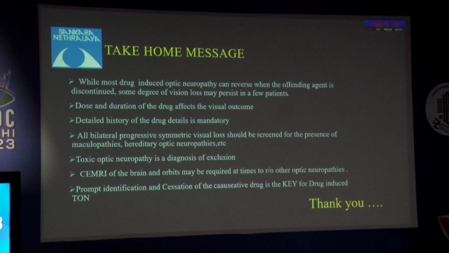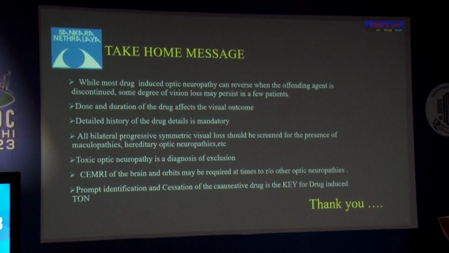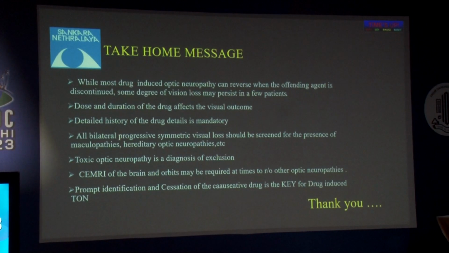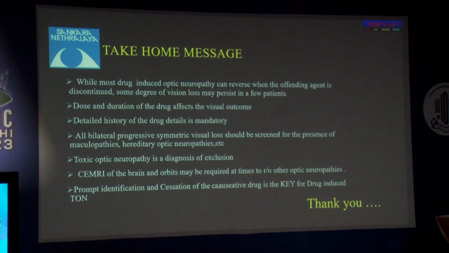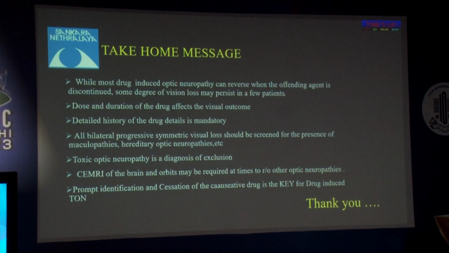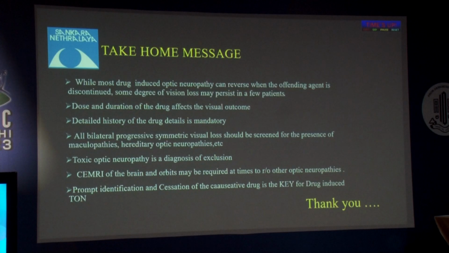While most of the drug-induced optic neuropathies can reverse when the offending agent is discontinued, there could be some amount of visual loss which persists, and a detailed drug history is very important. Remember to note down the dose and the duration, and always consider a bilateral progressive symmetric vision loss. You have to consider drug toxicity in the differentials, get the history out of the patient, and a contrast enhanced MRI may be required at times to rule out other causes. So identify the agent and stop it. That's the treatment.